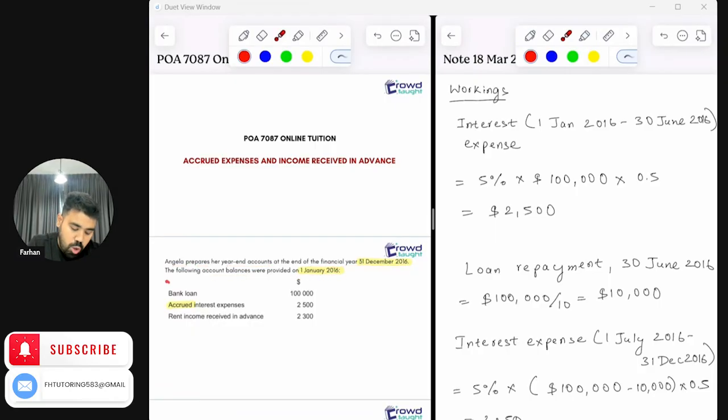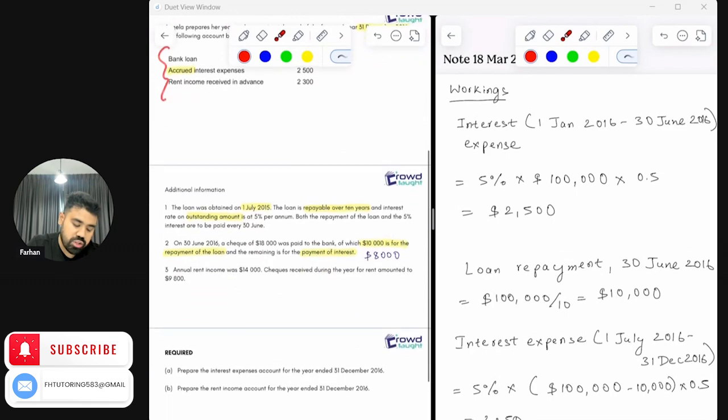So these are the opening balances for three different accounts on 1 Jan 2016, which are bank loan, accrued interest expense, and rent income received in advance. We are given some additional information here with regards to the loan and the interest payments. We are also given other information for the annual rental income. The requirement of the question is to prepare the ledger accounts for interest expense and rent income.